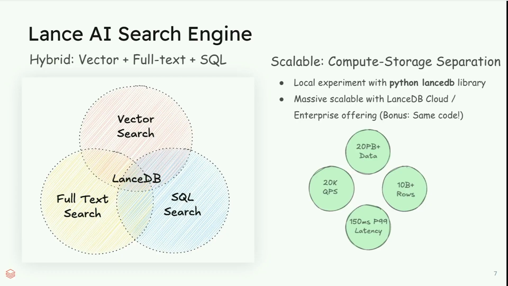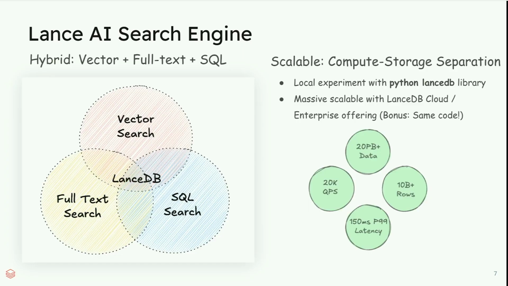So that's pretty simple. Because of that, we are able to support 2 different workloads. You can do local experiments with just a Python library. You can just import LanceDB, and then you can do all kinds of experiments to create your multimodal data set and to do all these kinds of searches.